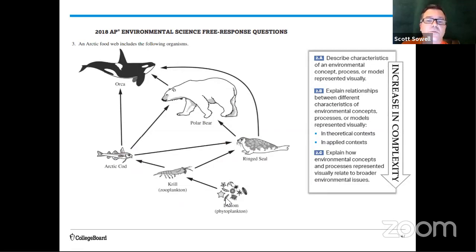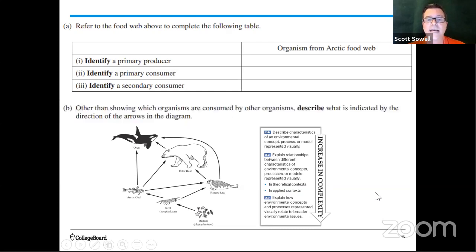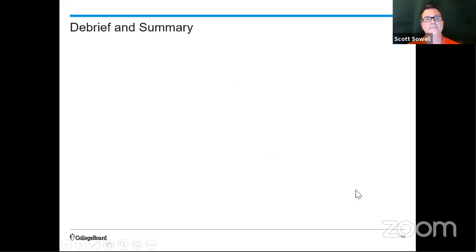So here's an example of a visual image that was on the 2018 exam. So a food web, a great example of a visual representation. And the first thing that you are asked to do on that FRQ is to identify the players, pieces and the parts, what's going on there. So who's the primary producer, who's a consumer, who's a secondary consumer? And then, not surprisingly, the next question says, how are they related? What do these arrows mean? So again, that really helps you to understand the story it's trying to tell if you understand the characters involved and how they're related.